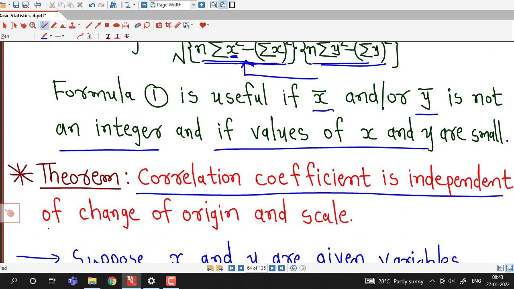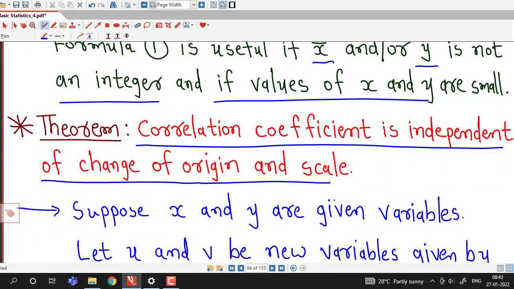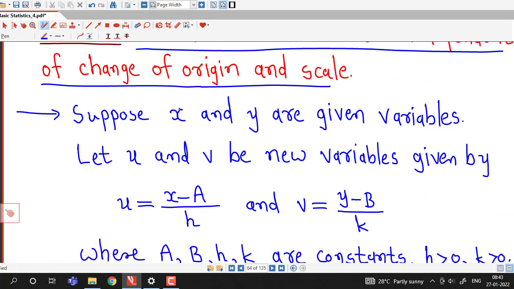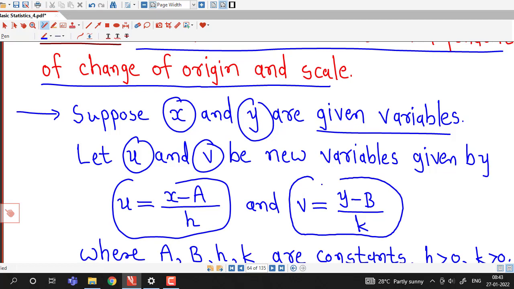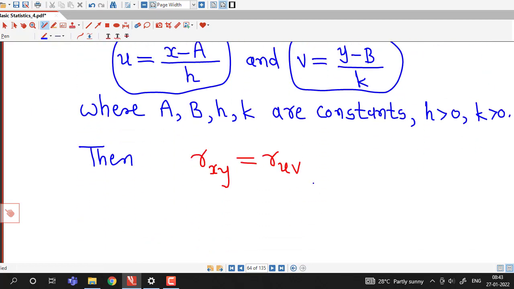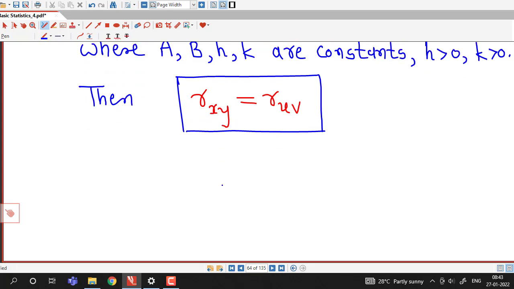Correlation coefficient is independent of change of origin and scale. So as I discussed, suppose we are given x and y original variables, we define new variables u equal to x minus a over h, v equal to y minus b over k. Then correlation coefficient between new variables u, v, and correlation coefficient between original variables x, y is always same. And we can remember that formula.